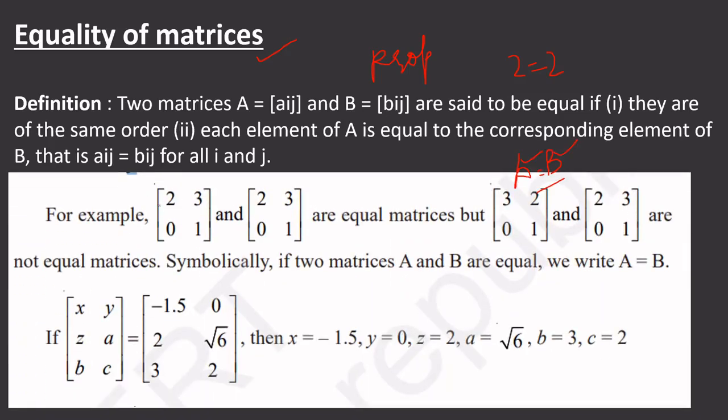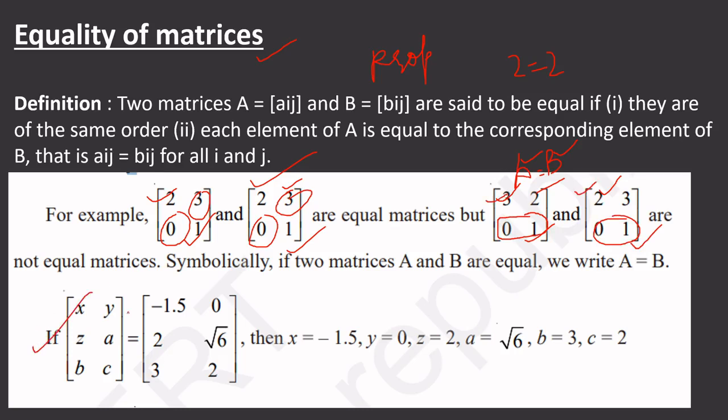Let's see the example. There is one matrix and there is a second matrix, and the corresponding elements are equal, like 3 and 3, and the second row, first row and second column elements are equal. If all the corresponding elements of two matrices are equal, they are equal matrices. We can say that A and B are equal if these are A and these are B. But if the second row elements are equal but the upper ones are different, then we can say that they are not equal matrices.